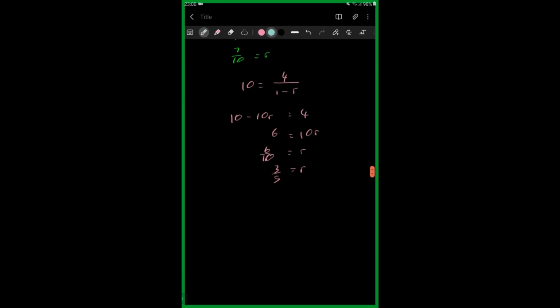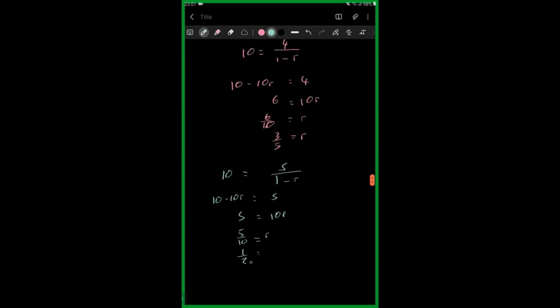And then if you try out 5, you're gonna have 5 over 1 minus r, right? And then here, if you cross multiply, as we said, you're gonna have 10 minus 10r, and then 5. This is gonna be 10r. This goes over, maybe 5. 5 divided by 10 is a half. That is definitely a valid option, because to get a half, you could easily have had 3/6 as your combination.